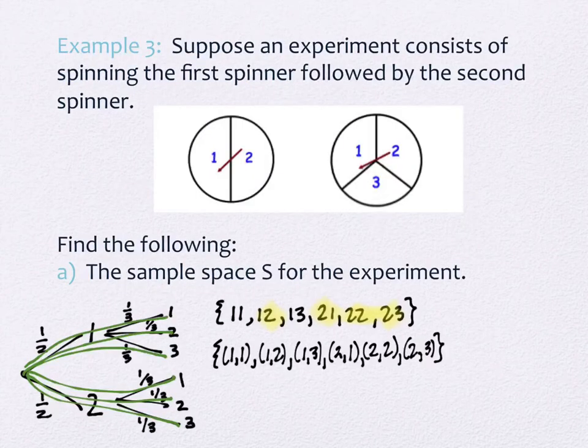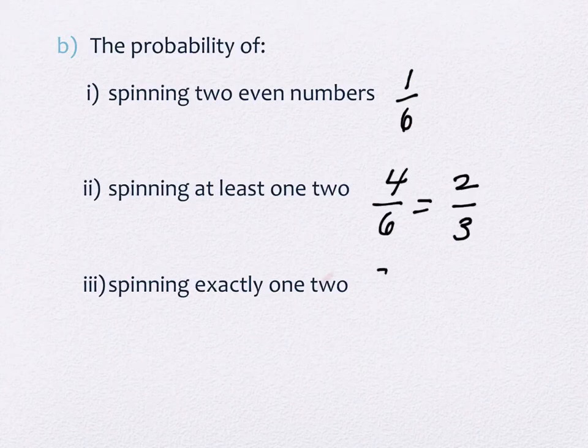How about spinning exactly 1 2? I'll use my other diagram of numbers just because I keep highlighting in yellow and not unhighlighting. Which one of those outcomes has exactly 1 2 in it? Okay, so I eliminate highlighting the 2 2 because it had 2 2's in it. So there are 3 of those out of 6, which reduces to 1/2. All right, example 4. Any questions about 3 before I move on?